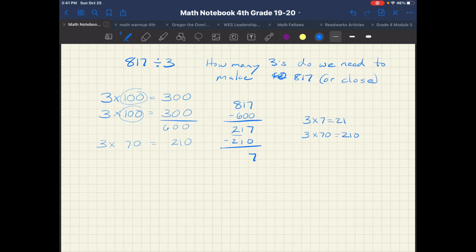How many threes are in 7? Well, 2 threes. 2 more threes would be 6. I'll take away that 6, and now I only have 1 left. So what this is telling me is that I used 100 threes there, 100 more threes, then 70 more threes, and 2 more threes. So all together, this was 272 threes. Whoops, that should have been 3 times 272. Let's just multiply this out to double check what we have. So right now we're thinking there are 272 threes in 817.